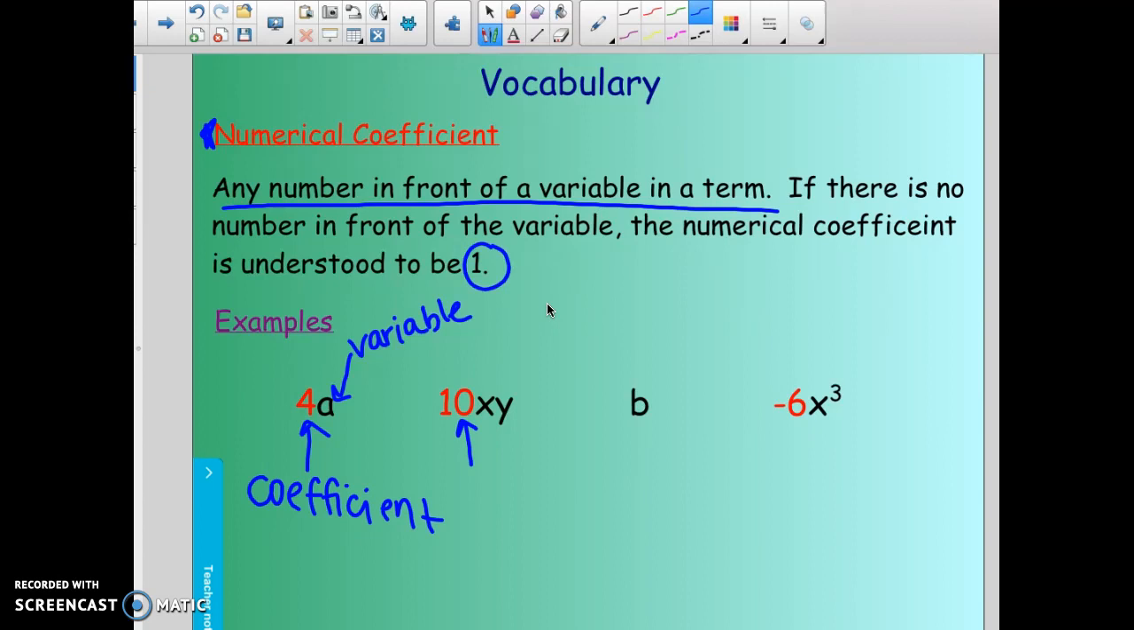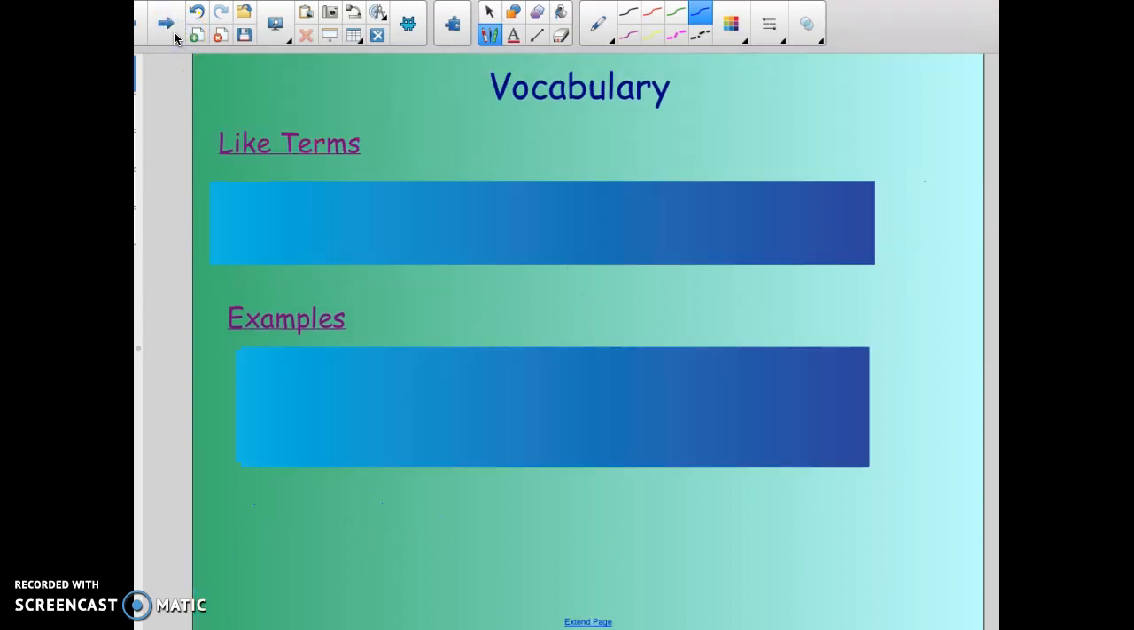On b, where it says the numerical coefficient is understood to be 1, if it's not there, that means there's a 1 there. There's an invisible 1 in front, because if there's b, then that means there's 1b. And then -6. Your coefficient can be negative. Make sure it's the number in front of the variable being multiplied to it.